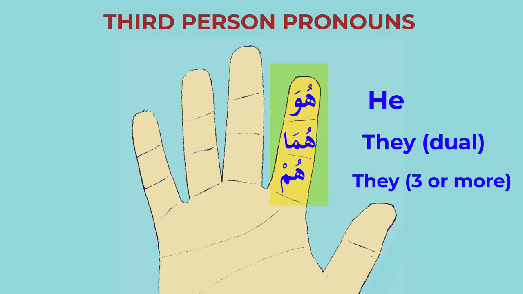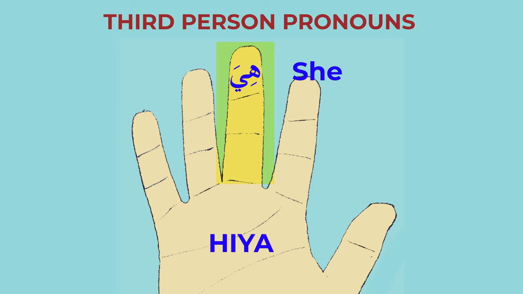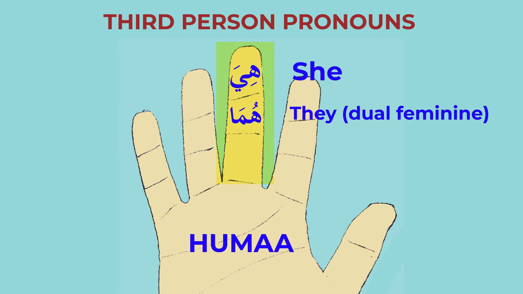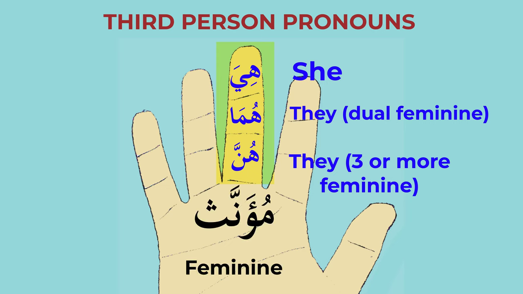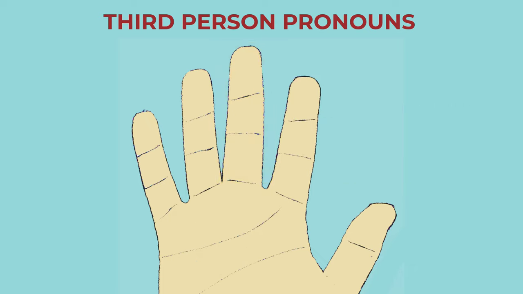Okay? Now this, as you know, is masculine. We call it muzakkar. And then we come to muannas, and then it will become hiya. And then huma again. And then hunna. Are you with me, brothers and sisters? It is hunna. Muannas, feminine, brother. Okay, brothers and sisters, here we are. First finger, just like tasbih. First section: huwa. Second section: huma. Third section: hum. Second finger, feminine: hiya.